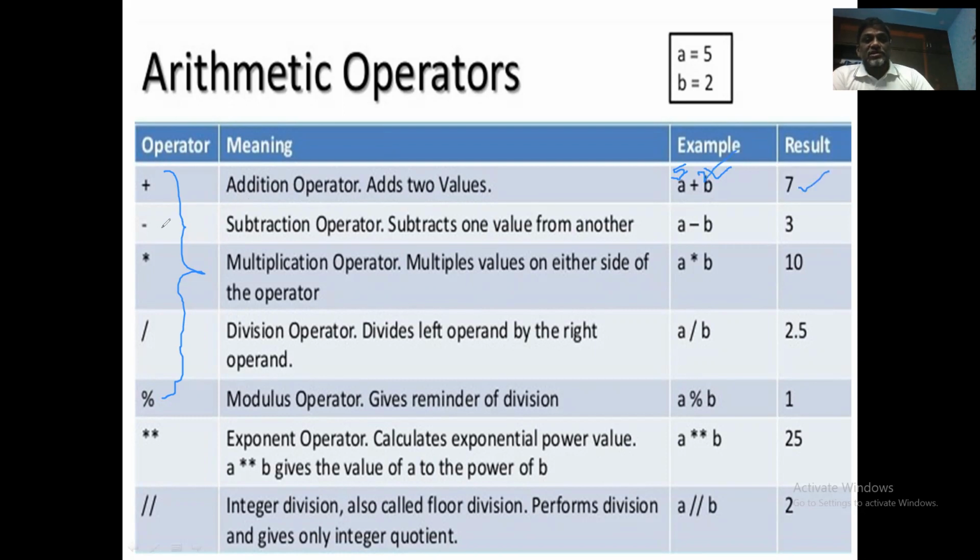And the second symbol is subtraction operation, which is represented as a hyphen. Okay, it subtracts the second number from the first number. So since we assumed A as 5 in our example and B as 2, the result is going to be 5 minus 2, it is 3. Okay, and star represents multiplication operation. So as per our example, it is 5 into 2, it's a multiplication. The result is going to be 10.